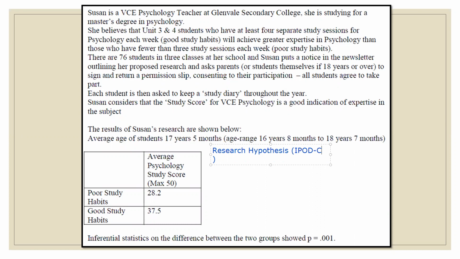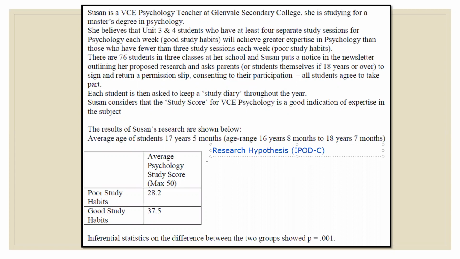The reason why we say iPod C is because we don't want to forget our control group. The control group are the group that basically make the experiment an experiment. They're the group that act as a basis for comparing the results of the experimental group. Without the control group, the experiment can't run. So that's why the memory tip is iPod C.